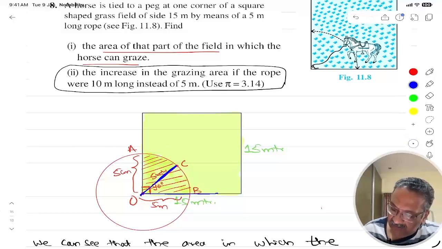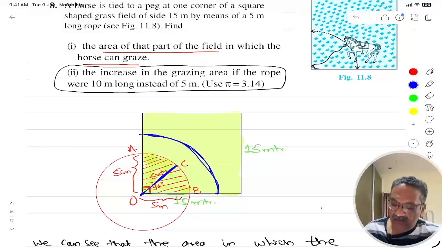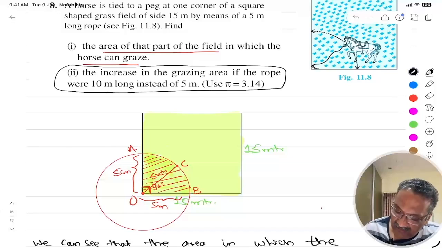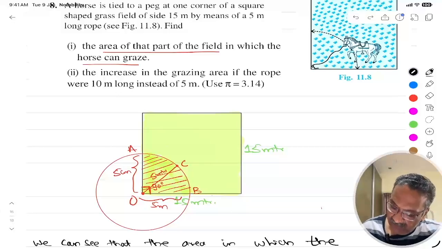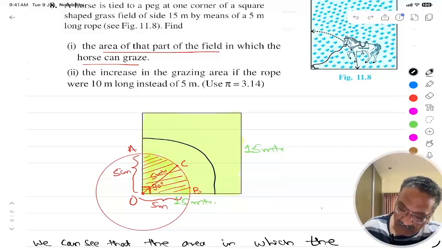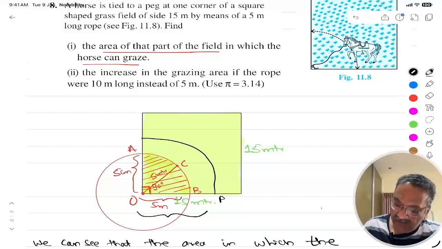Then it becomes 10 meters. Grass can be eaten in this much area, correct? Alright, so they are asking how much the area has increased. So what happens in the second case? Now in the second case it becomes like this, where now I will call this as P and Q. Okay, PQR. Now this radius becomes 10 meters and this will also be 10 meters.